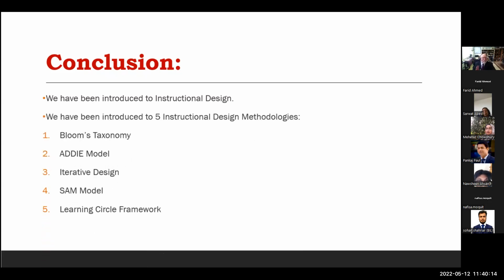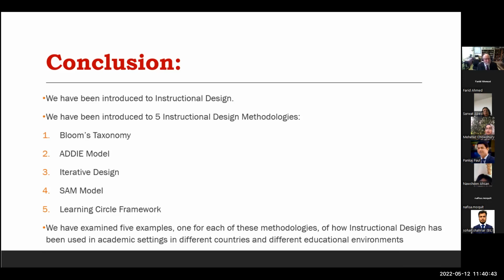I introduced you to 5 instructional design methodologies. These are the big ones, right? There are others: Bloom's taxonomy, ADDIE model, Iterative Design, SAM model, and Learning Circle framework. As I told you, you often will blend these. Like I use Bloom's taxonomy and the ADDIE model, I believe, for one of these. So anyway, that's normal, and that's perfectly fine.